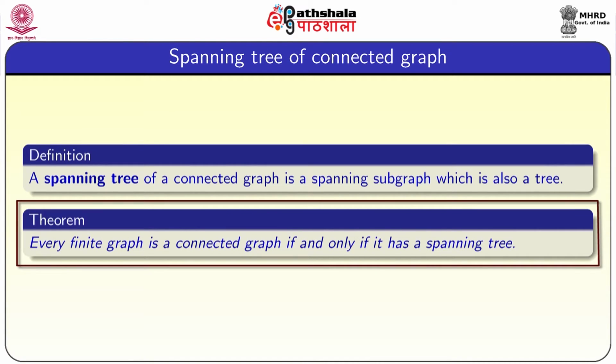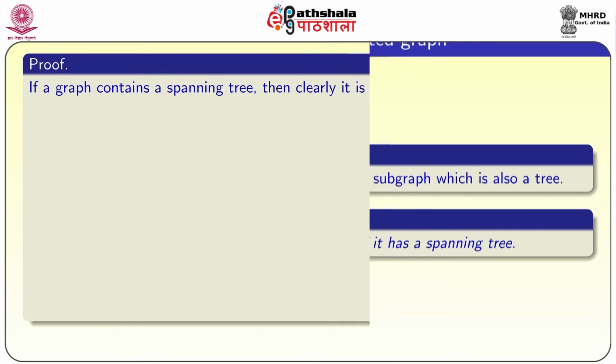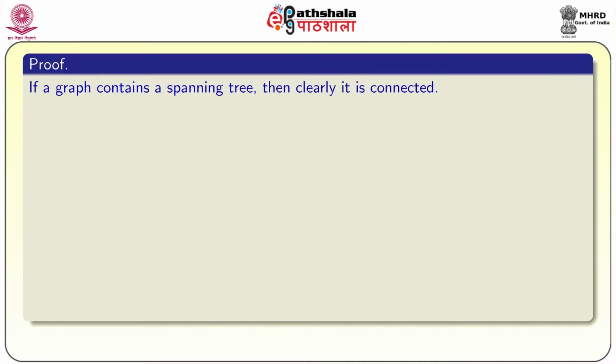Every finite graph is connected if and only if it has a spanning tree. So, it is a nice criterion: a graph is connected if and only if it has a spanning tree. The proof goes like this: if a graph contains a spanning tree, then clearly it is connected. So, one direction is easy to see. Since every tree is connected, if a graph itself contains a spanning tree, then it is clearly connected.